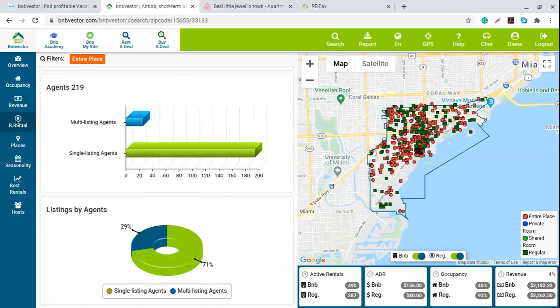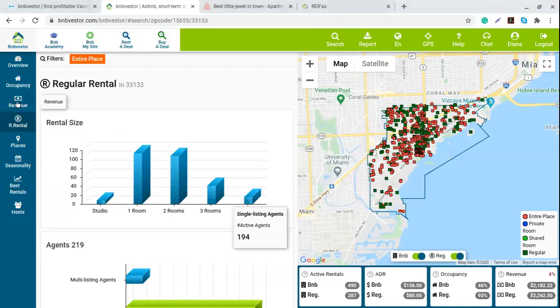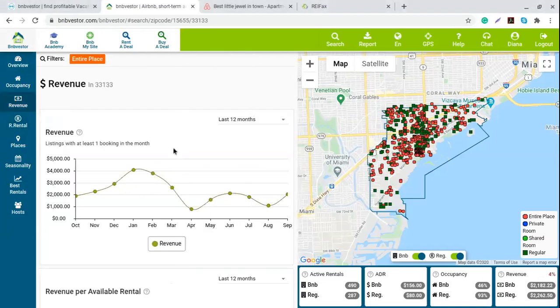So very simple. This tab will show you the same overview that you've already seen for B&B, but now you will see it for regular rentals right here. You can see that as soon as you change the zip code or the area where you are, the information below will change as well. Now that we are on this zip code 33133, okay, you can see that there are only 490 B&B properties, only 287 regular rentals.